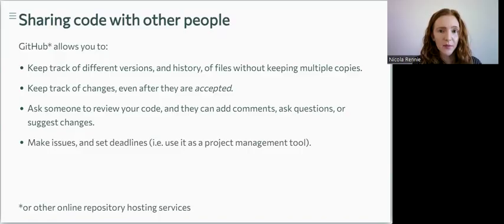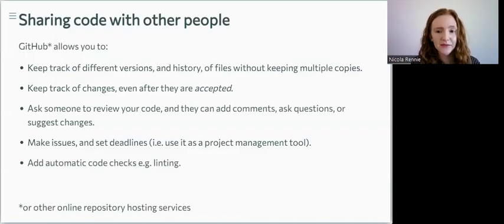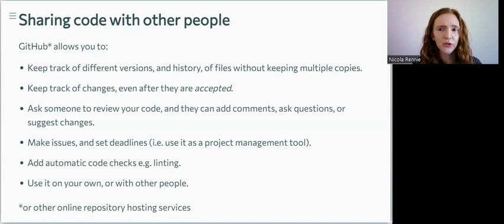You can use it as a project management tool, so using issues to create to-do lists and setting deadlines. You can also set up automatic linting to help enforce a consistent code style. And although tools like GitHub are often recommended for collaborating on code with other people, there's no reason you can't use it on projects where it's just you writing code. In fact, I'd recommend it. It's useful to practice using Git on your own before you need to use it to work with other people.